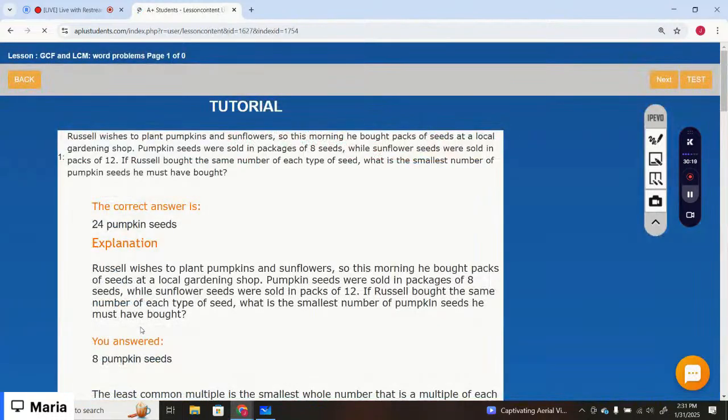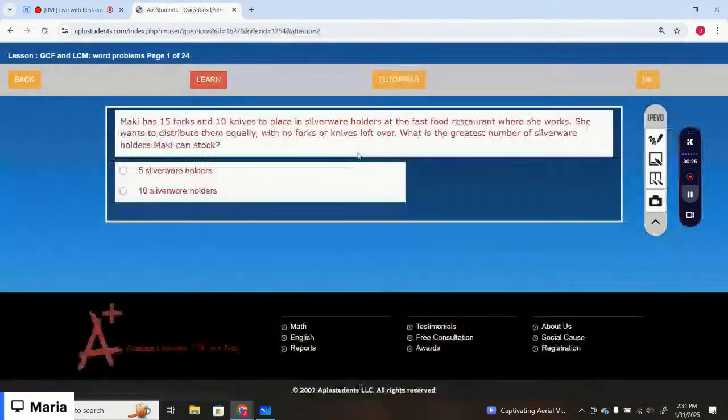GCF and LCM word problems. Let's just start with the test questions. You can have a look at the tutorial by yourself later today. They are already solved. So let's just start with the test questions.